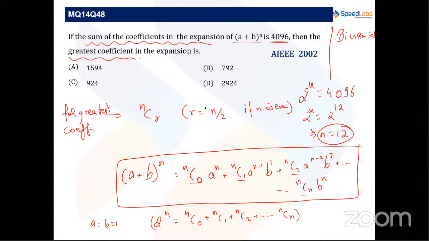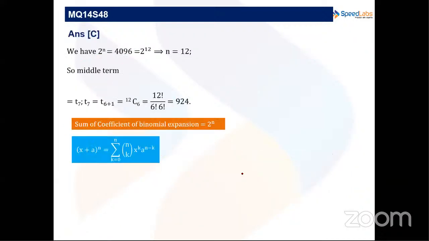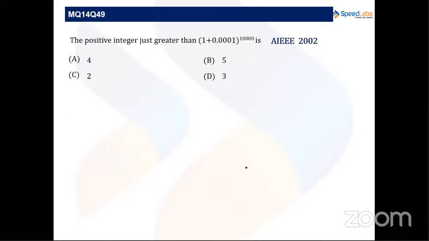Now putting r equals to 12 by 2, that will be 6. So our greatest coefficient will be 12C6. On solving it, we will be getting 12 factorial upon 6 factorial into 6 factorial. When you solve it, you will get the answer C, that is 924. Clear? Moving to the next question.